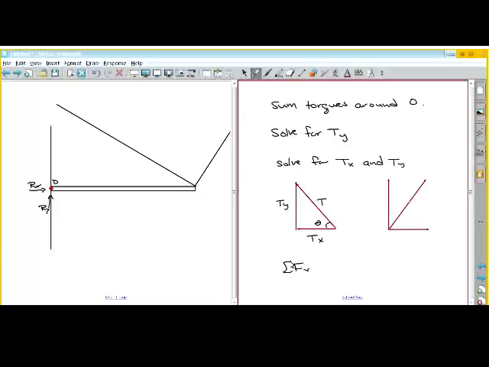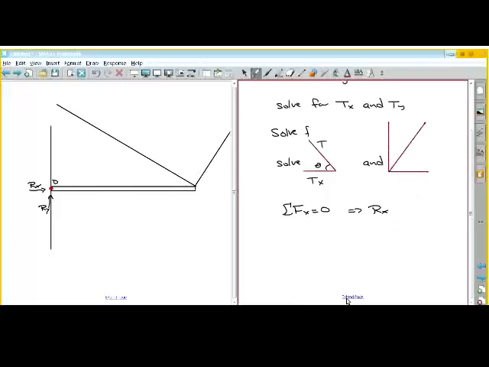And so then you use the sum of the forces in the x direction being 0. Up here, in the first case, we have the sum of the torques around 0 equals 0. That's what we're using up there. Sum of the forces in the x direction, you can calculate r sub x, because there's only two forces, this one and that one. And then you can use sum of the forces in the y direction equal to 0 to solve for r sub y.